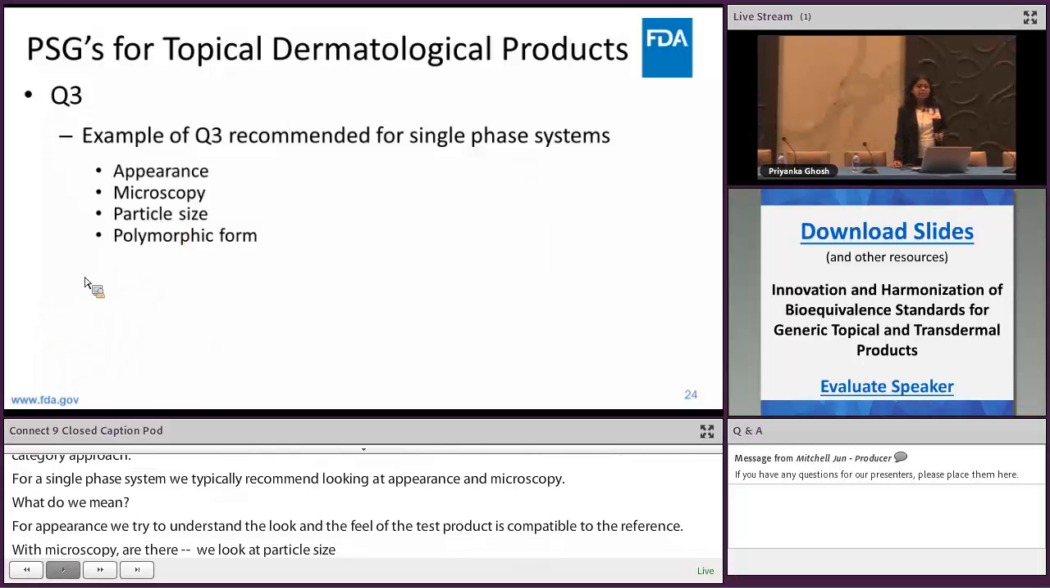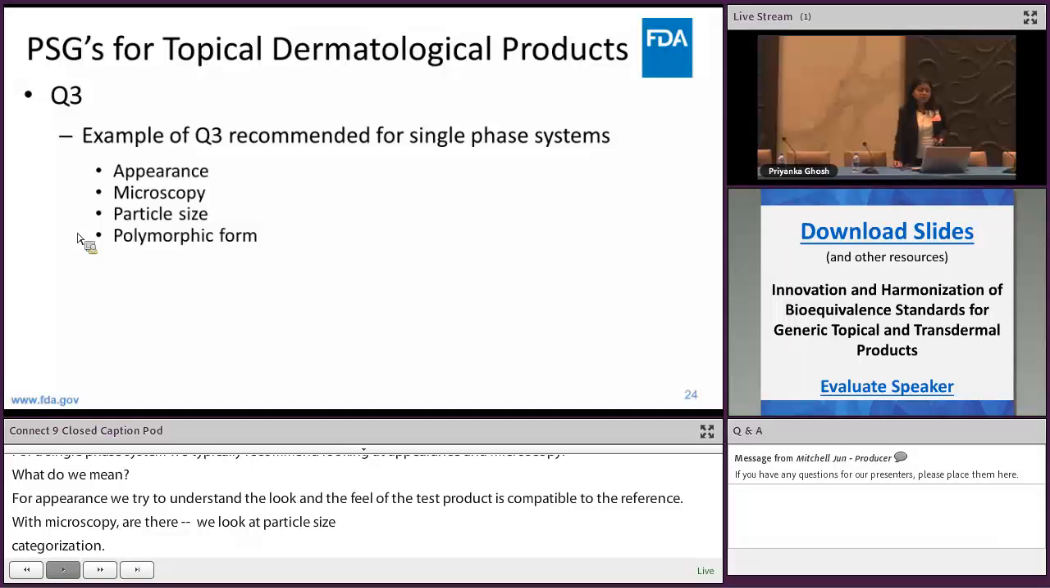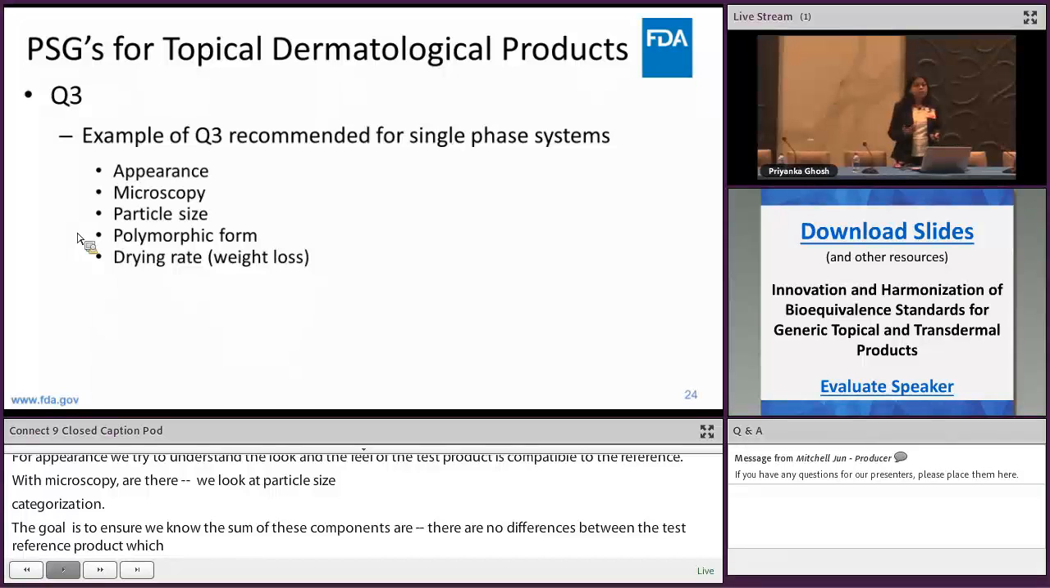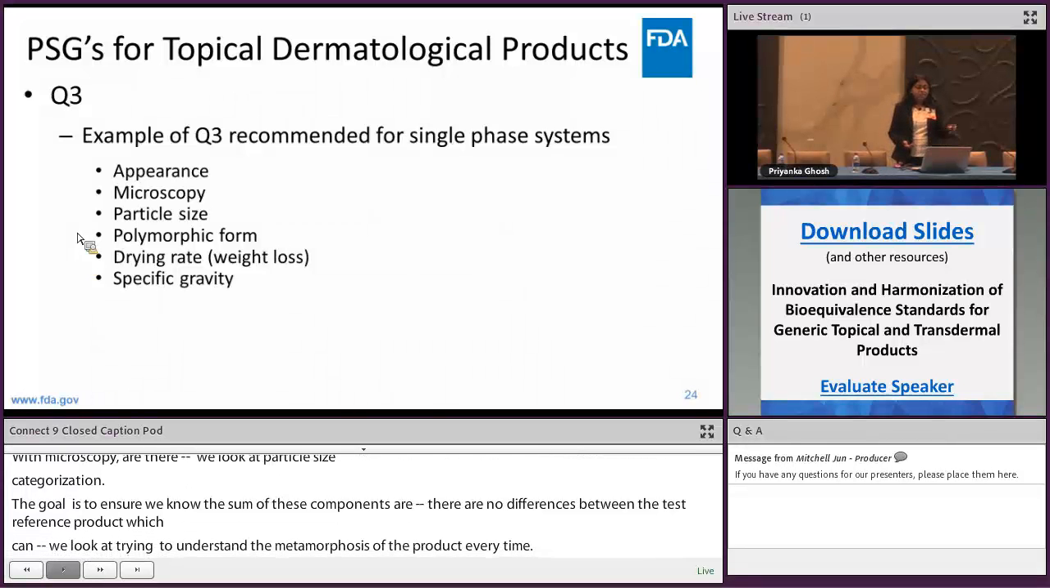And the goal here is to ensure that we know that some of these components can impact bioavailability, and the goal is to ensure that there are no differences between the test and the reference product, which could in fact impact bioavailability. We look at drying rate, again trying to understand the metamorphosis of the product over time, because differences in the manufacturing process could impact metamorphosis, which in turn again could impact bioavailability.